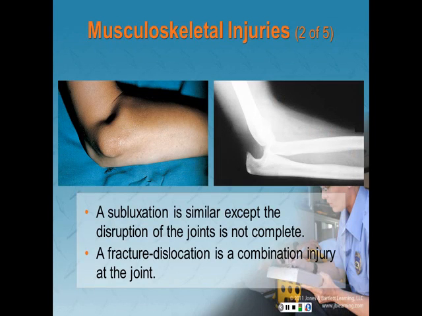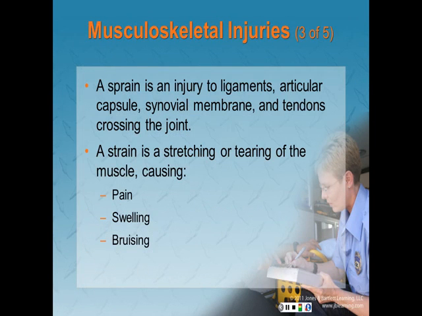A fracture dislocation is a combination injury at the joint in which the joint is dislocated and there is a fracture of the end of one or more of the bones. A sprain is an injury to ligaments, articular capsule, synovial membrane, and tendons crossing the joint. After the injury, the joint surfaces generally fall back into alignment, so the joint is not significantly displaced.